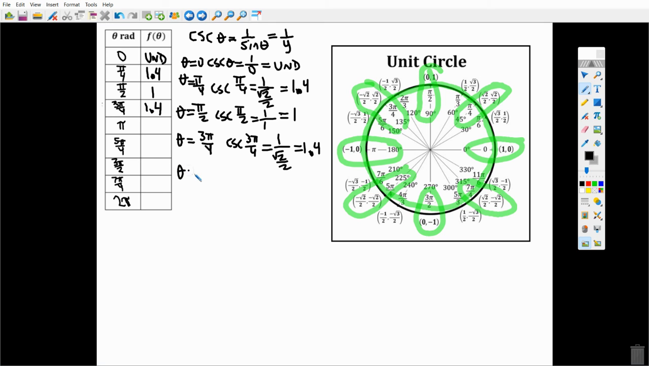All right, for theta equals pi, that's cosecant of pi, which is 1 over, and then at pi, the y value is 0. That's again undefined. At theta equals 5 pi over 4, cosecant of 5 pi over 4, that's 1 over, at 5 pi over 4, that's negative radical 2 over 2. That's going to be negative 1.4.